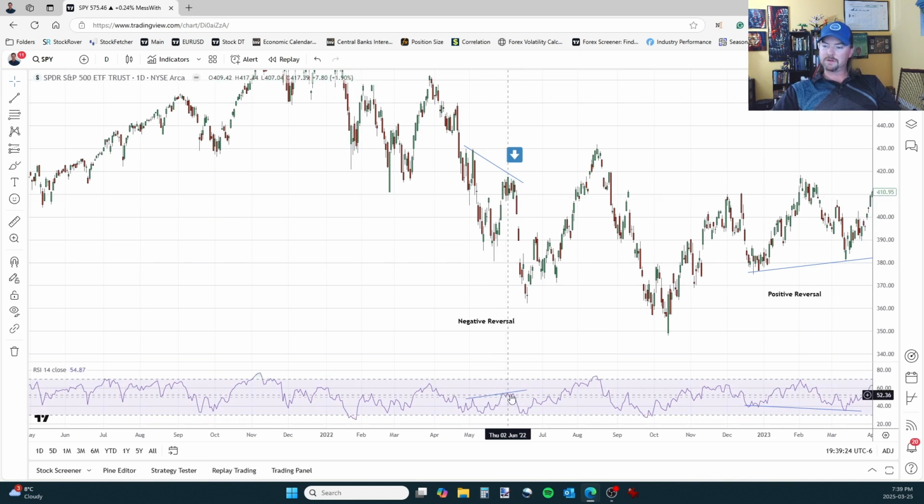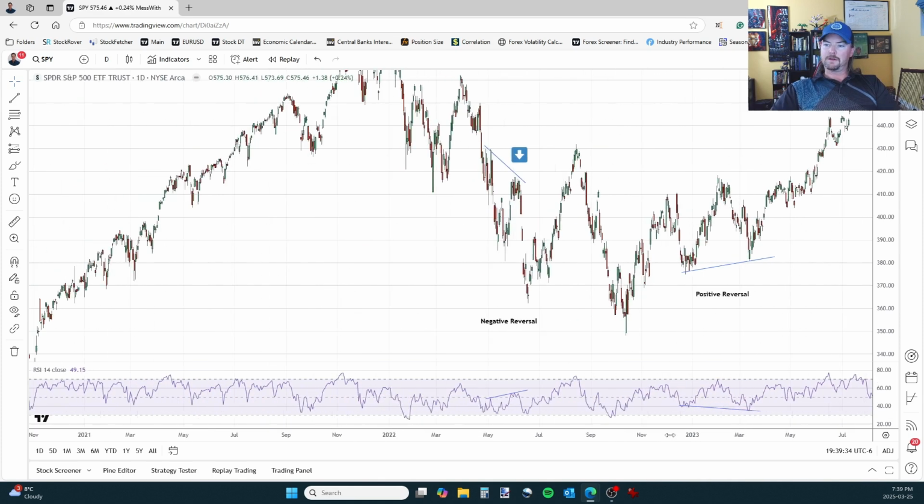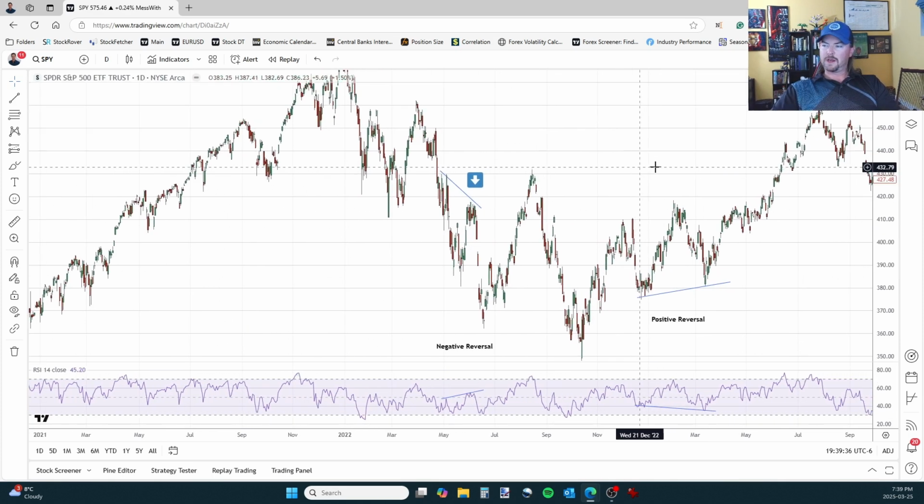So the higher one on the RSI needs to be below 70, and the lower one on the RSI for the positive reversal needs to be above 30. And yeah, so that's an interesting one.